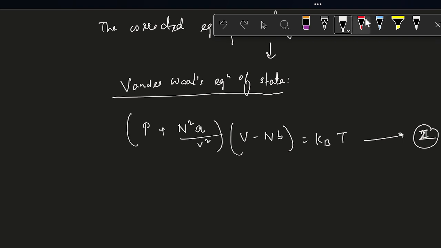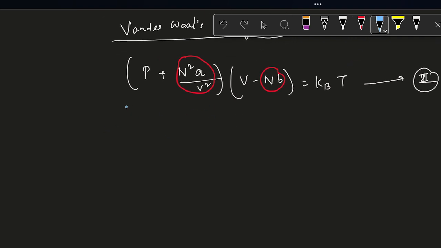But now there are some corrections that were not present in the ideal scenario, which are these two terms: N squared a by V squared in the pressure term, and Nb in the volume term. So we need to ask why these corrections are coming and what their physical meaning is. First, let us deal with the volume one. The effective volume has changed from V to V minus Nb, so the effective volume is decreased by the amount N times b.